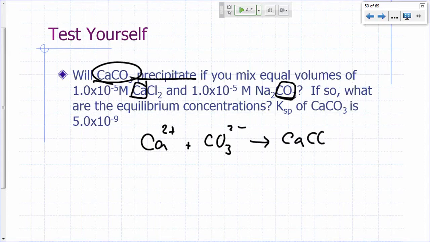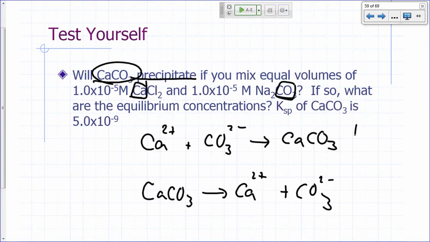That would be your net ionic equation, right? Calcium from the calcium chloride, carbonate from the sodium carbonate gives you calcium carbonate. This is just the opposite of the dissolution, which is calcium carbonate gives you calcium ions plus carbonate ions, right? The KEQ for this is 1 over the KSP, right? The KEQ for this is 1 over the KSP of calcium carbonate.